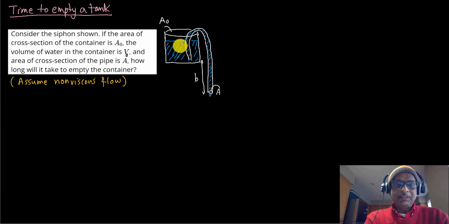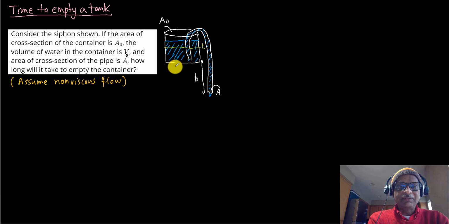Well, it's wrong to assume that the rate will be the same all the time. That's one of the mistakes people make. So we are going to set up more generally. Let's see it at some time t, it's at this level, and we use a y coordinate system.